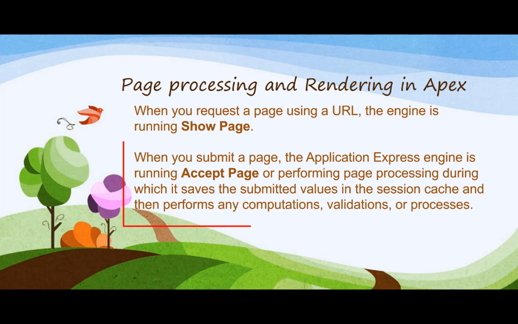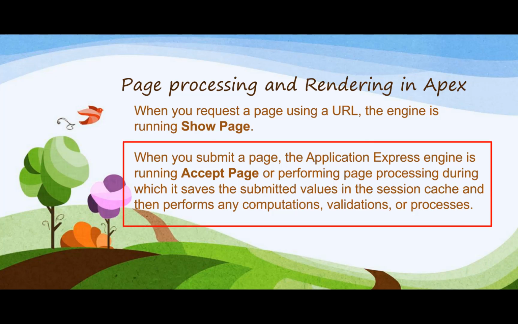Another process is accept page. So what is accept page? Accept page means like a form. When you fill your form and you click on submit button or save button, this time you are submitting your page to Apex, and Apex Engine processes that page, computes computation, validation, processes and branching. So when you submit a page, the Application Express Engine is running accept page process or performing page processing, during which it saves the submitted value in the session cache and then performs any computation, validation or processes.